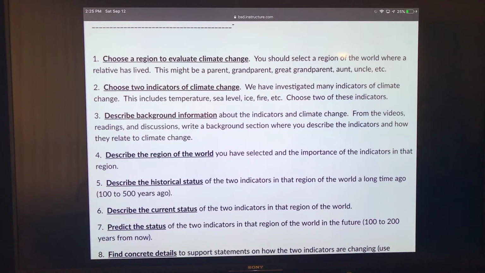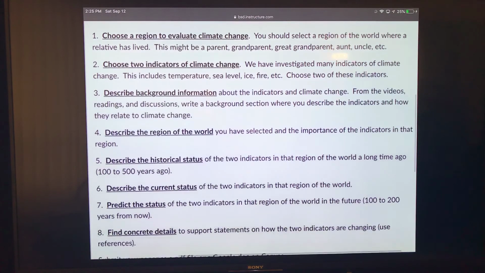I would now write a little bit about, I've selected Germany, and here's why, because my grandparents came from there. And I picked 2 indicators, and here's their relationship to climate change. So that's the background information, all right?